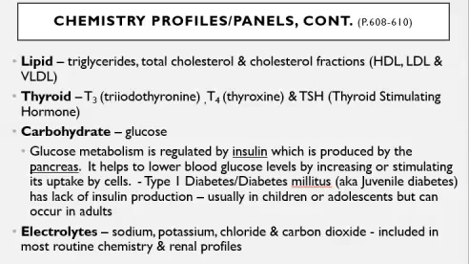In clinical chemistry, the carbohydrate test would be glucose. Glucose metabolism is regulated by insulin. Insulin is made in the pancreas. A type 1 diabetic, or type 1 diabetes mellitus, is also known as juvenile diabetes. This is when a person lacks insulin production. So it's very important for someone with diabetes to keep a check on their glucose level.